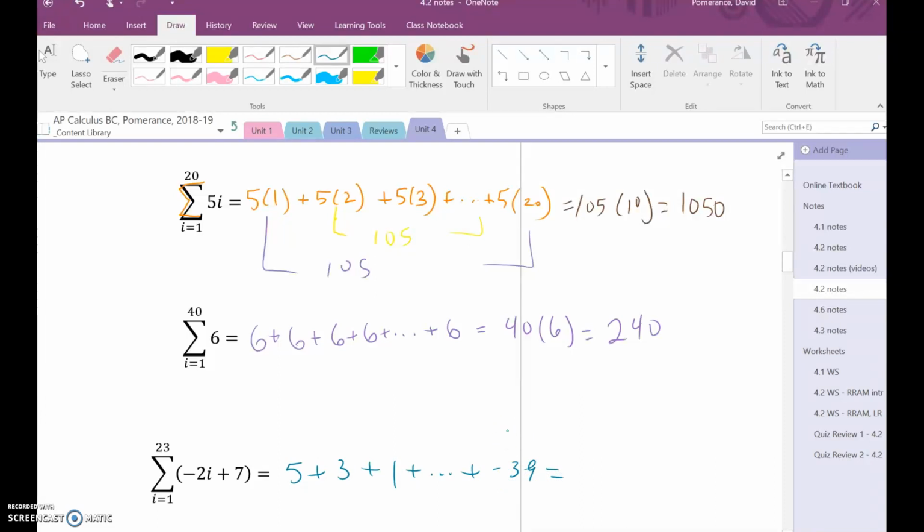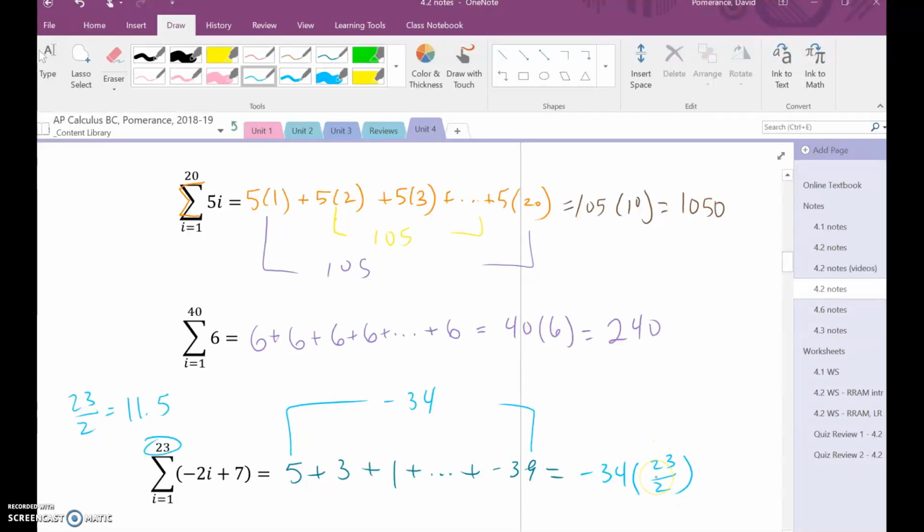So again, this is an arithmetic sequence, so we are looking at the sum of the same number over and over again. The first plus the last is negative 34. So we've got some number of negative 34s. How many negative 34s do we have? Well, we've got 23 total. So we've got 23 over 2 pairs, or 11.5. I'm just going to leave this as 23 over 2.